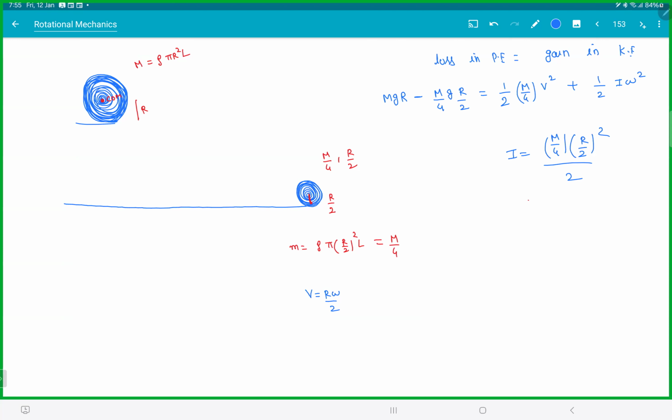All clear with this? Got the change in potential energy and kinetic energy part? Check it out. Ask me if you're confused.